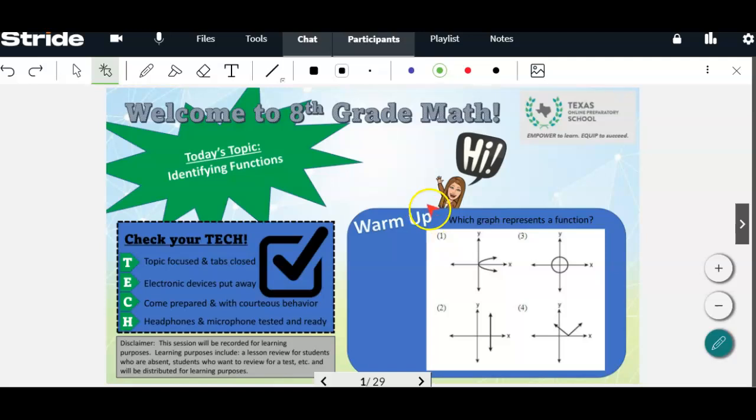Hello, today's lesson is identifying functions. This is actually part 2. So our warm-up says which graph represents a function.